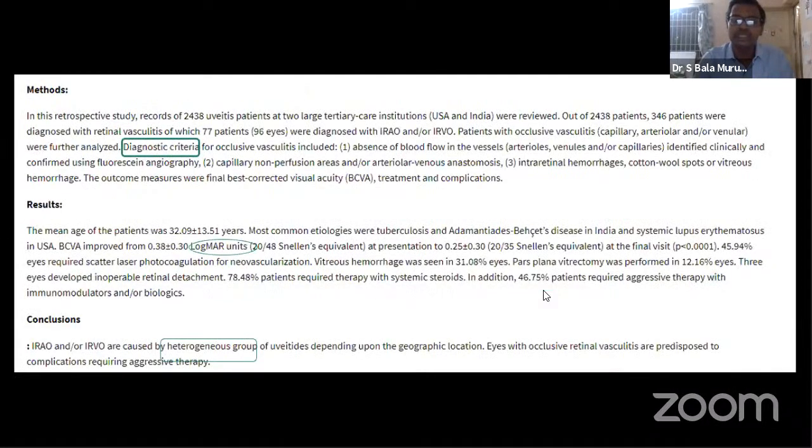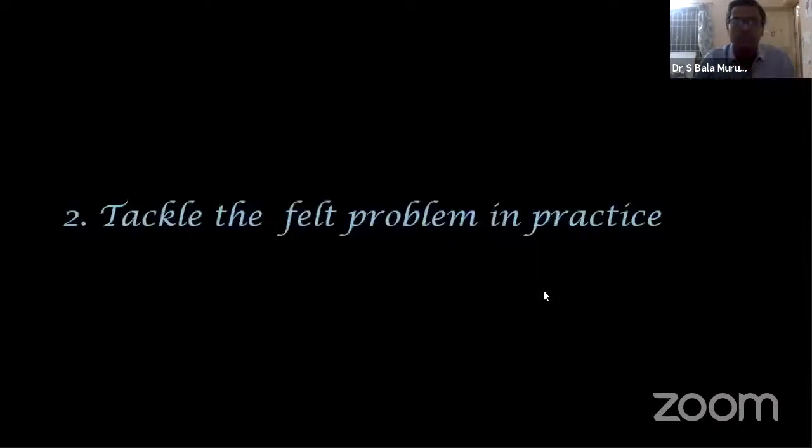In the methodology part, this abstract has definitely used a specific diagnostic criteria, and in the results, they have nicely used the best corrected vision specified in terms of logMAR as well as Snellen, and they have nicely characterized the vitreous hemorrhage in percentage and all the other sequelae. And meaningfully, they have concluded that it is a heterogeneous group, and there is an occlusive retinal vasculitis which requires meticulous surgery. So this definitely grabs the attention of the person who evaluates this abstract.